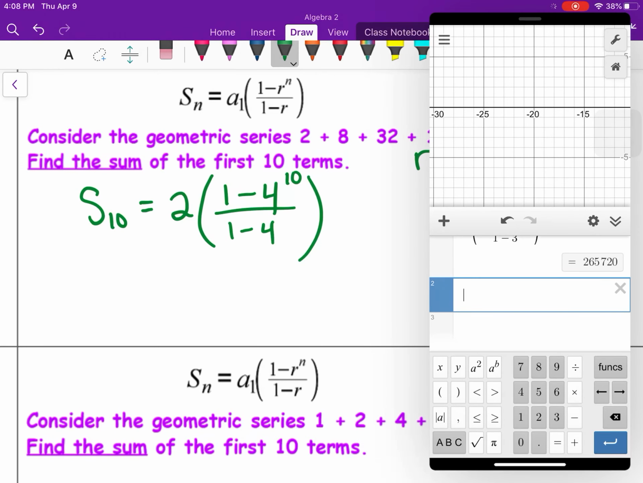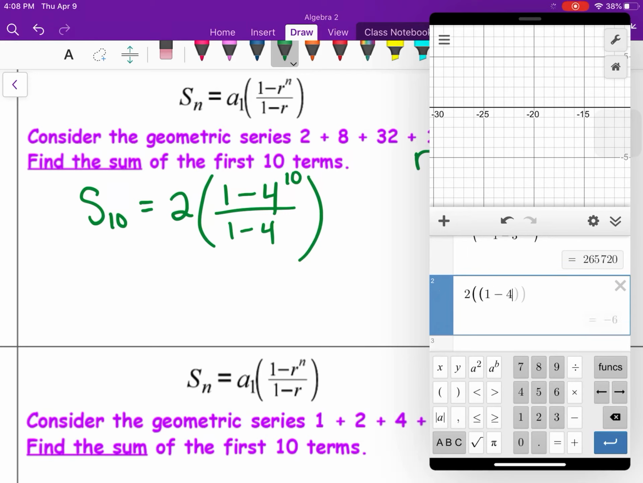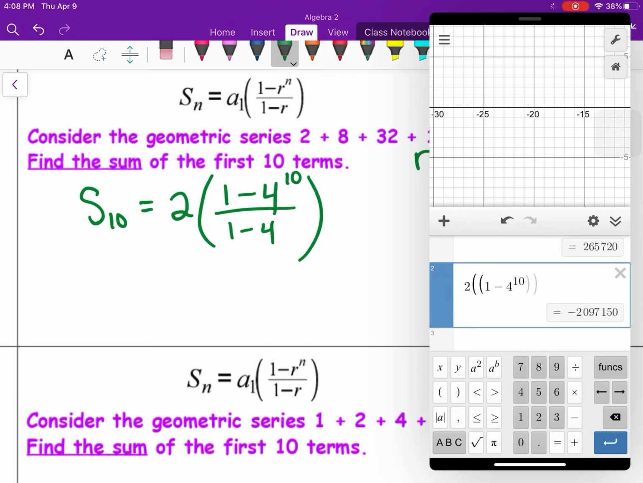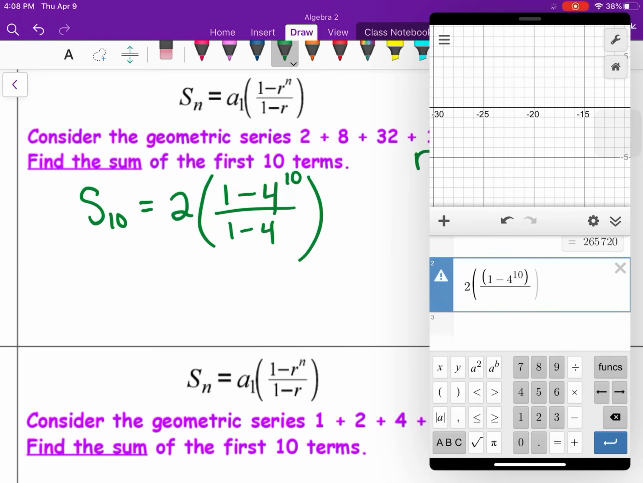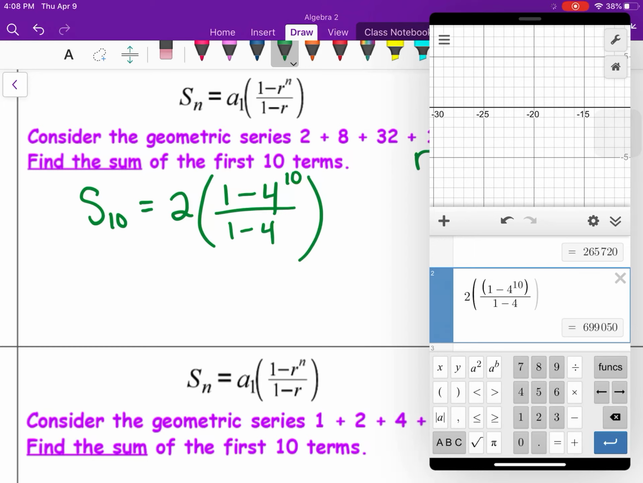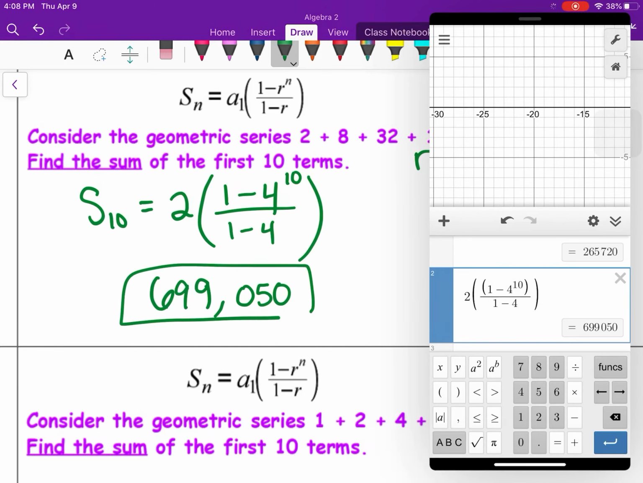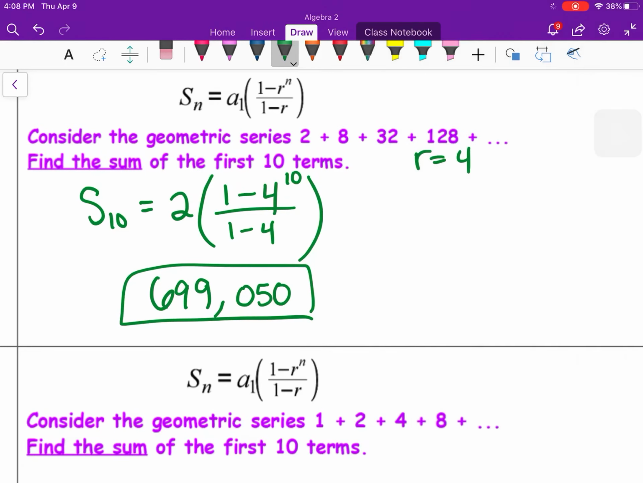Plugging that one in. It's 2 out front this time. 2, parentheses, 1 minus 4 to the 10th. Close that first parenthesis, so I did have to arrow to the right and then close it, divided by 1 minus 4, arrow to the right, parenthesis. 699,050. Sum of those series.